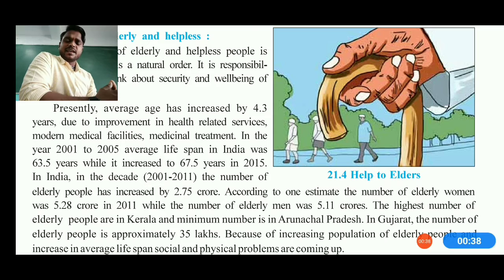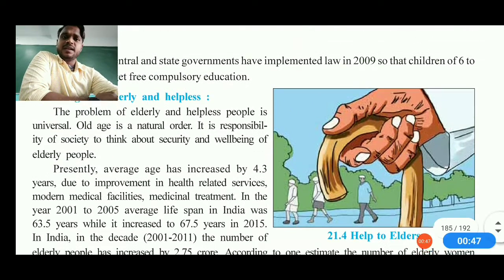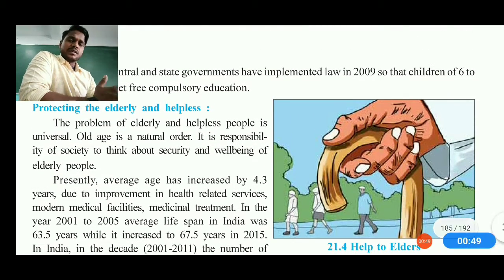So today, in the second part of lecture number 21, that is SS 10 standard, social change, we are going to learn about protecting the elderly and helpless people. Now see, the problem of elderly and helpless people is universal. Universal means everywhere this problem has been seen and noticed.